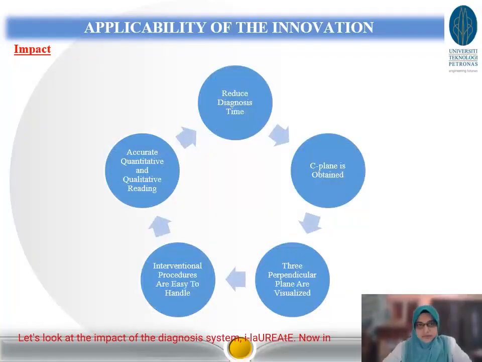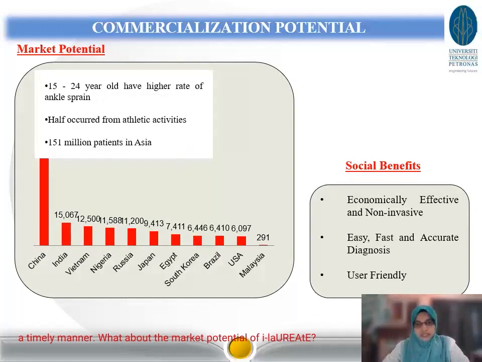Let's look at the impact of the diagnosis system iLaureate. In summary, the advantages or impact of iLaureate include accurate quantitative and qualitative assessments of the ligament injury, which come from the fact that the system generates the C-plane and the 3D plane of the affected ATFL region. This will reduce the diagnosis time by the radiologist, and it also allows a treatment procedure to be administered in a timely manner.